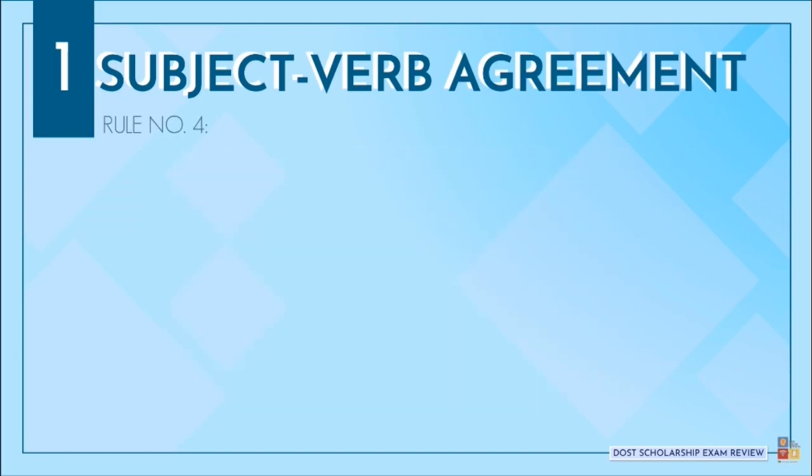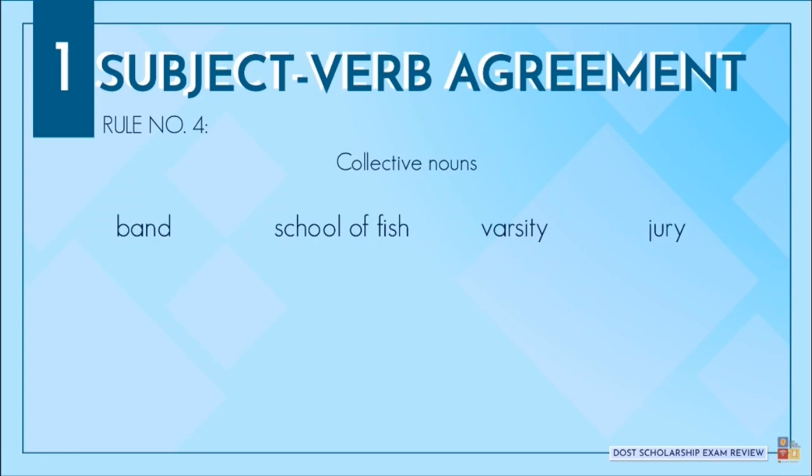Next up, collective nouns. Collective nouns are words that denote a group of people or things. Examples include band, school of fish, varsity, and jury. Like compound subjects joined by and, the verb form used depends on whether or not the subject is considered as one unit.